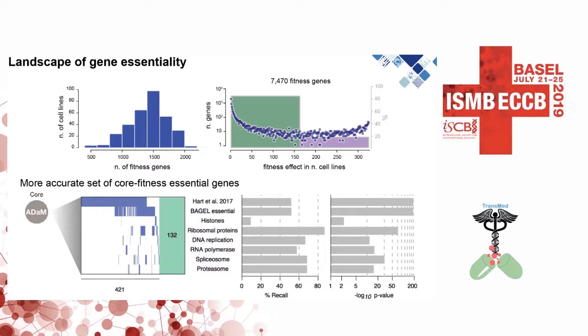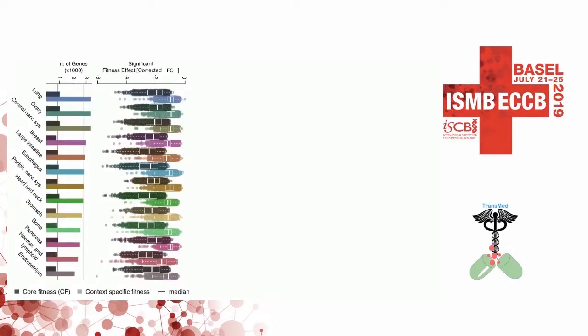But most importantly, this method is able to discriminate, for each cancer type, a group of genes that are core fitness and a group of genes that are context-specific essential. Here on the left plot you can see the number of genes in each of these two classes across cancer types. And consistent with their role as core fitness genes, they have a stronger effect on viability. If a gene is predicted to be a core fitness gene, the reduction of viability is generally stronger than for the context-specific ones.